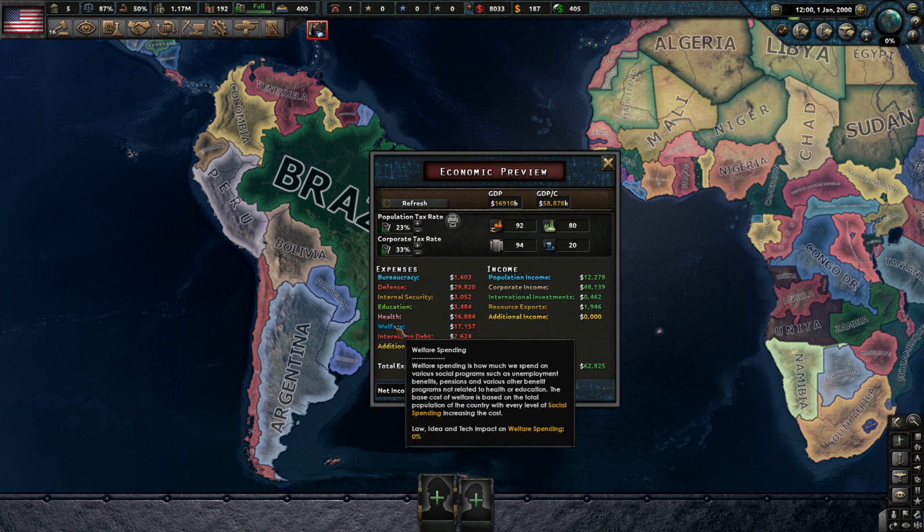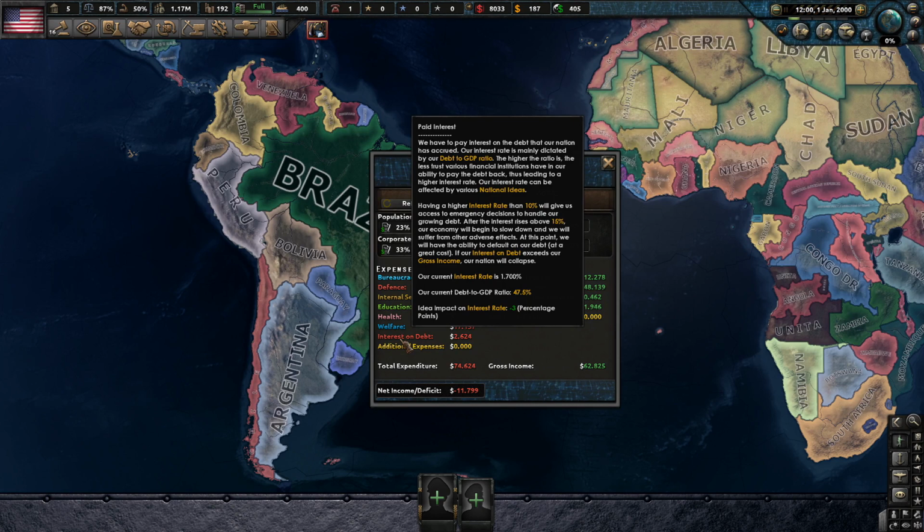Lastly, welfare spending, which is another very powerful but expensive expenditure. It also provides political power and stability gain. However, again, much like healthcare, it is correlated to population and can be incredibly costly.